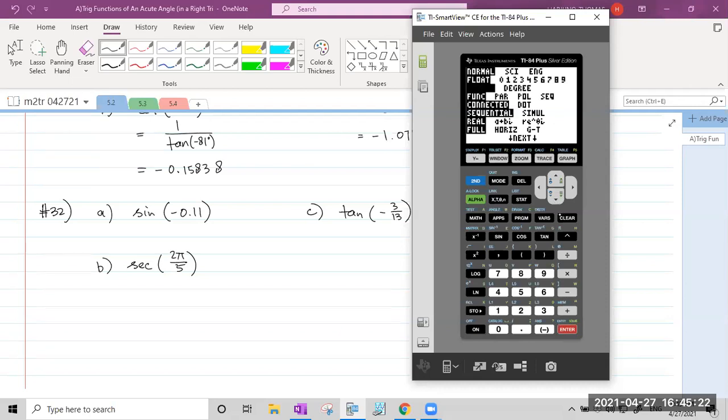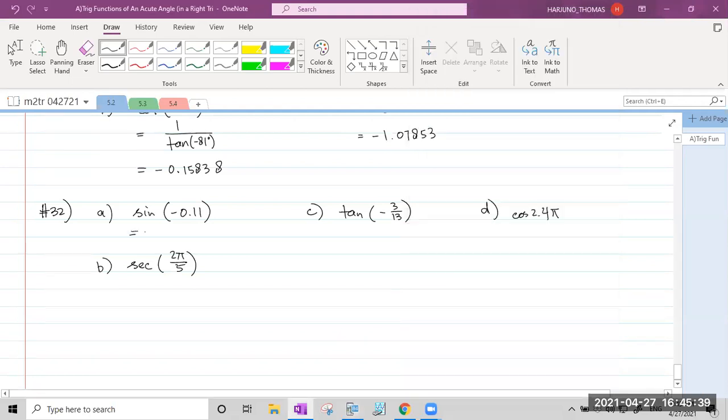Now, once we are in radian mode, sine negative 0.11. Boom. Negative 0.10978. Is it right? 978?